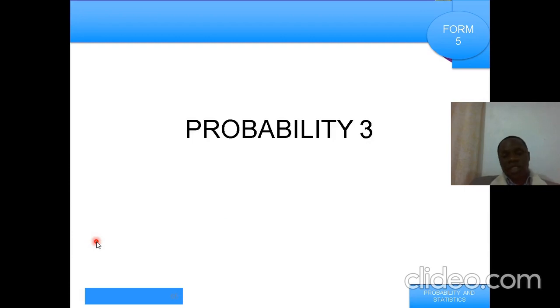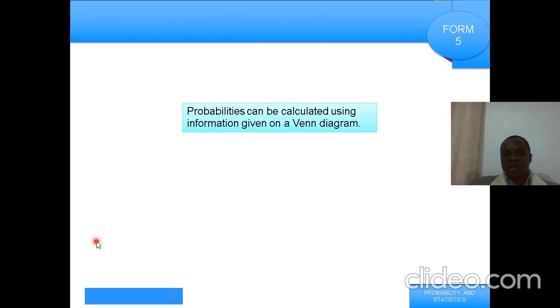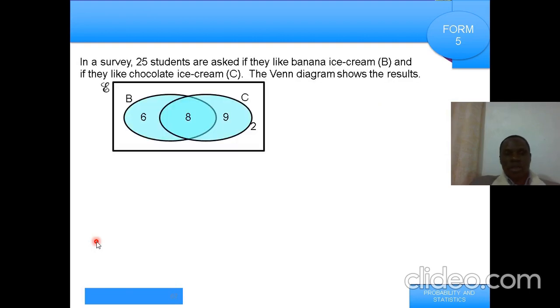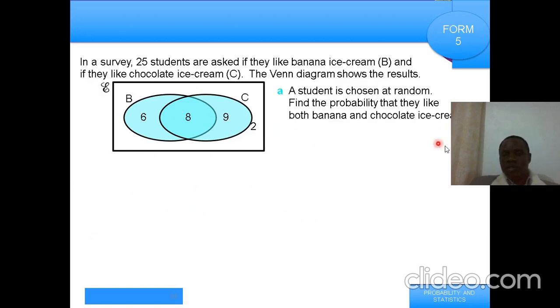So let's go back to probability since we have looked at the histogram. Probability 3. What are we talking about here? We are talking about Venn diagrams or sets. So probability is to do with sets. So let's go quickly to this. In a survey, 25 students are asked if they like banana ice cream and if they like chocolate ice cream. So there is banana ice cream and there is chocolate ice cream, and it has been put already in a Venn diagram. So now there are a few questions that we will need to deal with.